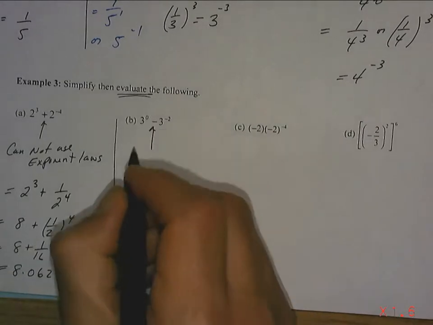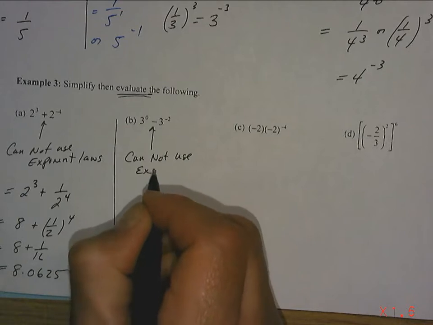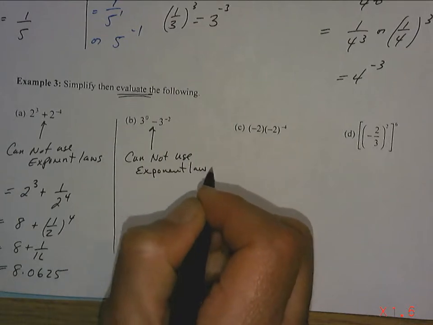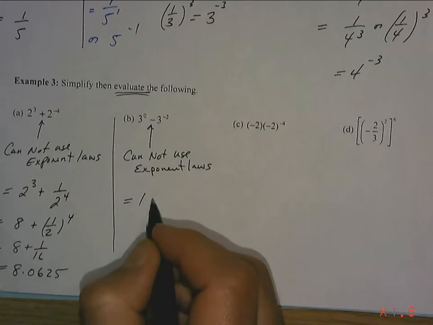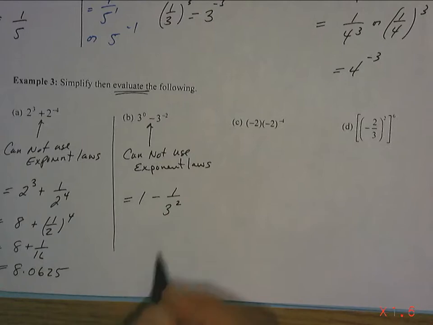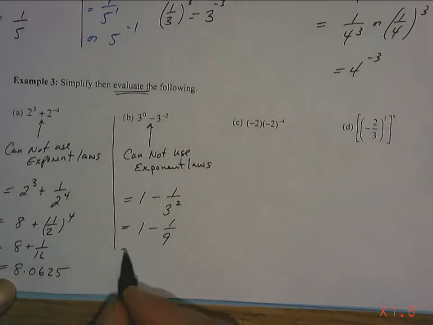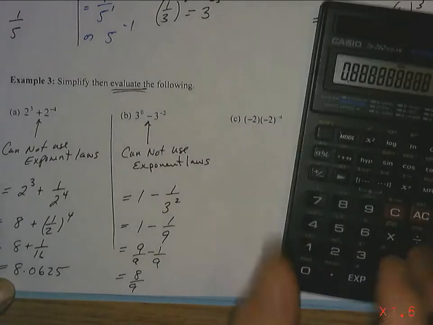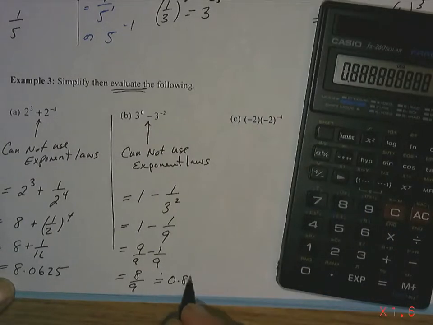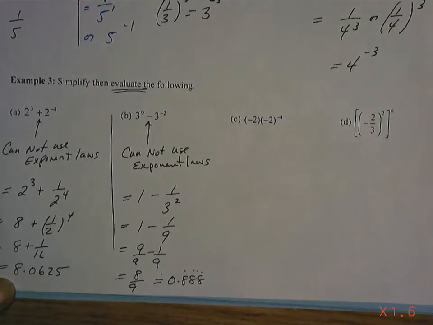Again, this is subtraction. You cannot use exponent laws. It's subtraction. So the best we can do is 3 to the 0 equals 1 and minus 1 over 3 squared, which is 1 minus 1 over 9. And so this is easier to do in my head, I think. 9 over 9 minus 1 over 9 is 8 over 9. And if I want it as a decimal, which I wouldn't, I'd keep it as 8 over 9, it would be approximately equal to 0.888 dot, dot, dot. I would keep it as 8 over 9.